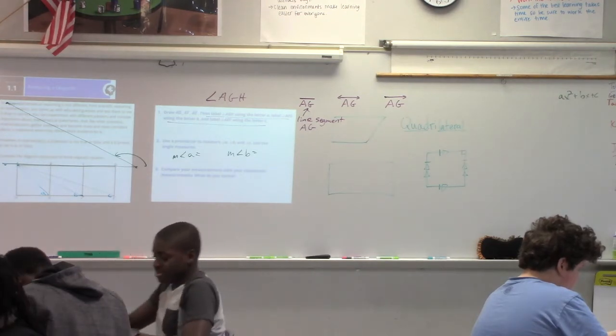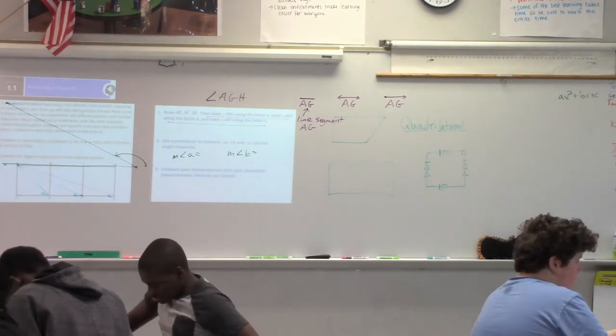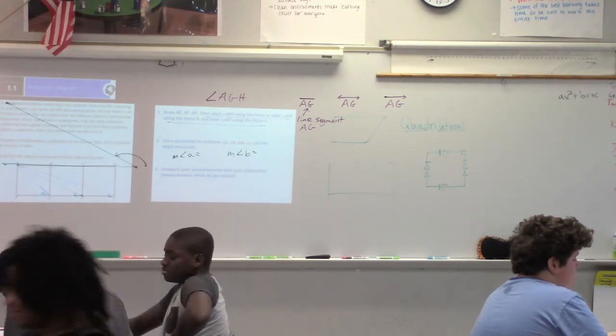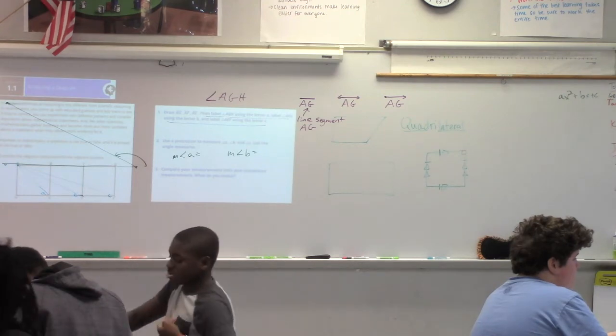40. Okay. So guys, we need to know how to use these protractors. Work within your small groups to figure this out. I'm coming around and checking, but we need to make sure we do this correctly.